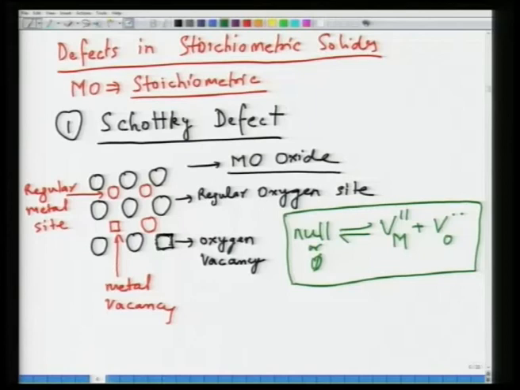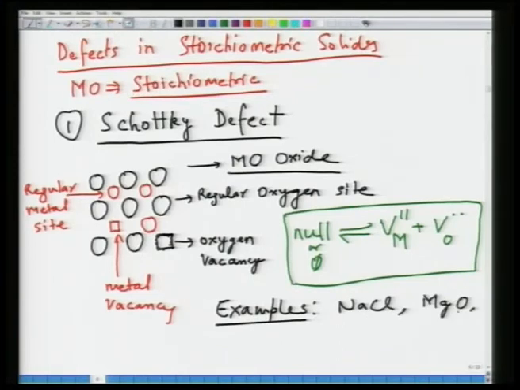And these defects are typically present in most materials, especially when metal and oxygen are of comparable sizes. Examples of materials which follow this are NaCl, MgO, corundum or rutile, et cetera. All of these materials, the first two are rock salt structure compounds, then you have Al2O3, then you have TiO2. All of these oxides or compounds are prone to Schottky defect formation.